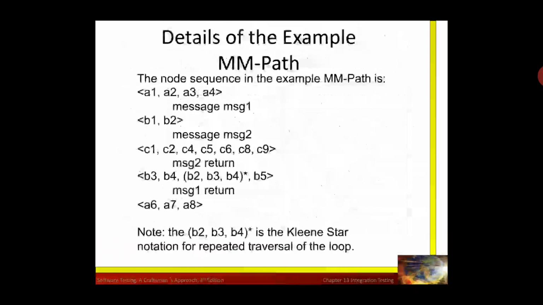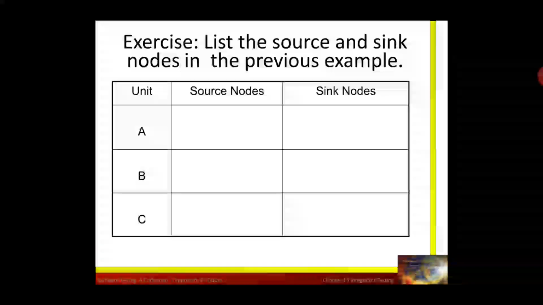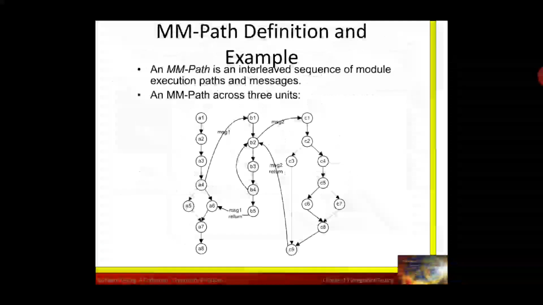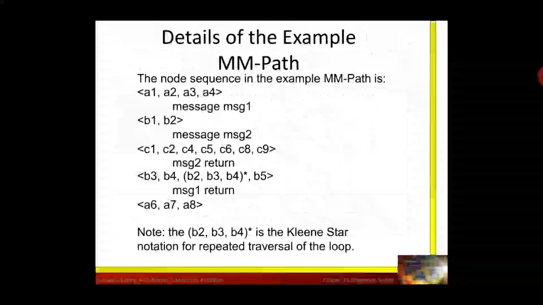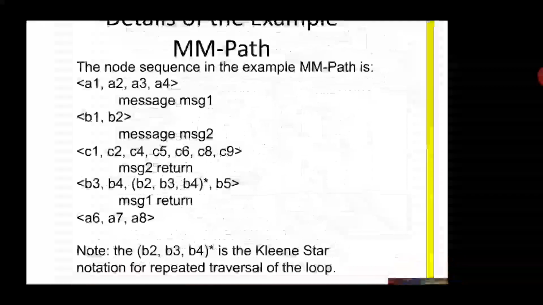The node sequence in the example path is A1, A2, A3, A4, then message 1 to B1, B2, again message 2 to C, and message 2 will return. The same thing is given here: B4, B3, B2, B3, B4, message 1 again returning to A6, A7, A8. Note that B2, B3, B4 with a star is the notation for repeated traversals of the loop. It's explained here in statement format.